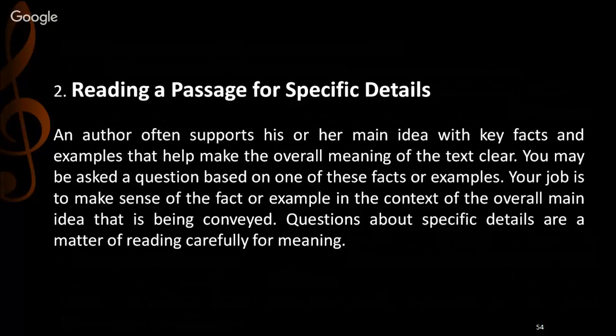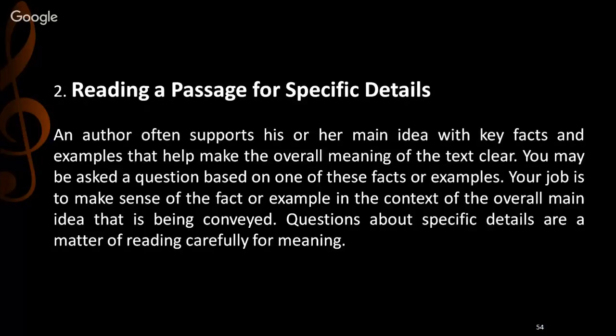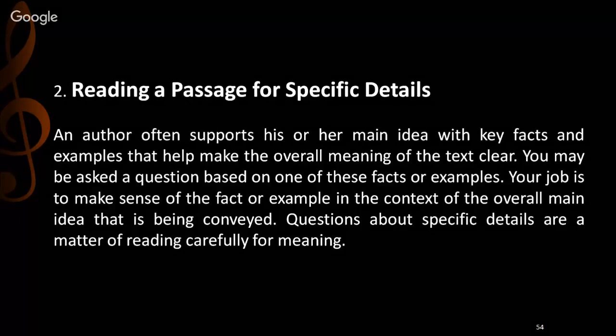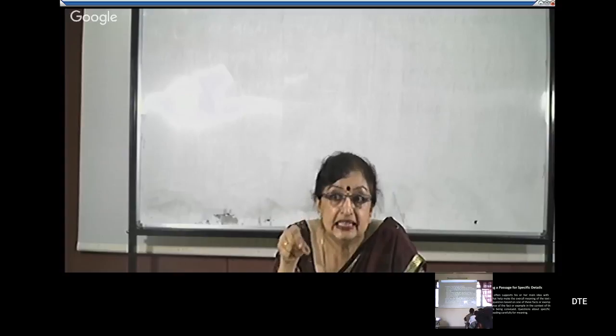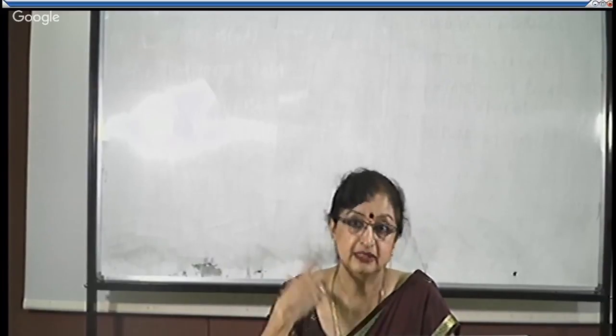Reading a passage for specific details. An author often supports his or her main idea with key facts and examples that make the overall meaning of the text clear. You may be asked a question based on one of these facts or examples. Your job is to make sense of the fact or example in the context of the overall main idea that is being conveyed. Questions about specific details are a matter of reading carefully for meaning. So the author often supports his main idea. Main idea first, then specific details. This is the reason that I have come to this conclusion. This is the main idea behind this passage. And he will try to justify it.